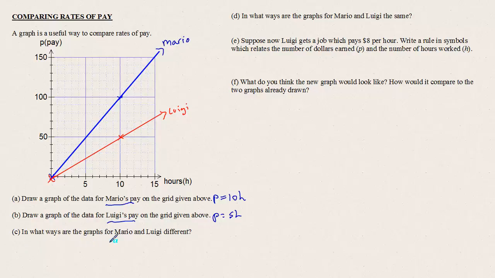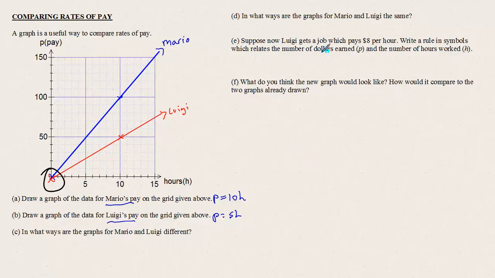In what ways are the graphs for Mario and Luigi different? Well, basically it's the steepness. Mario's line is much steeper than Luigi's line. In what ways are the graphs for Mario and Luigi the same? Well, they are both straight lines. Also, they both go through the origin.